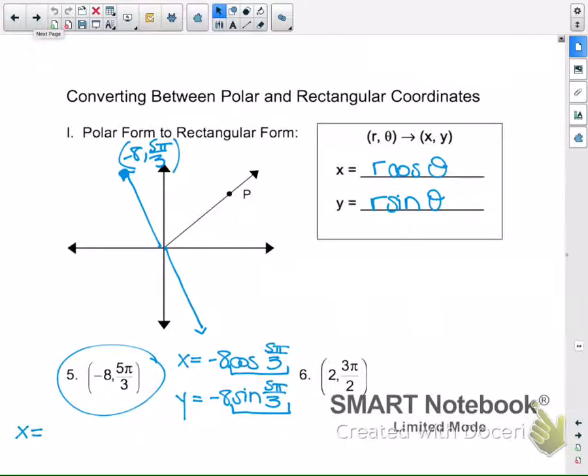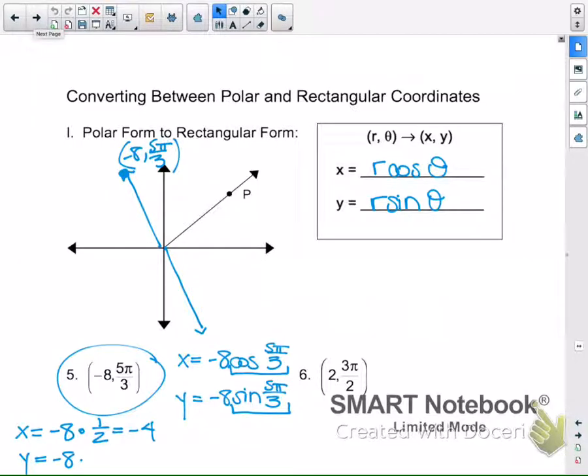So, to get the x, I'm doing negative 8 times... If I look at my chart at pi over 3, the cosine is 1/2. Is cosine still positive in the 4th quadrant? Yes, cosine is. So I'm going to leave that positive, and that's going to give me what for my x value? Negative 4.